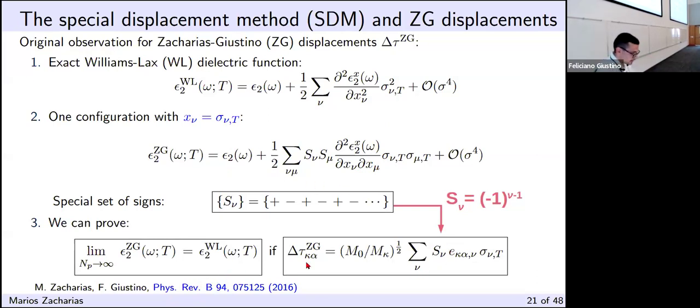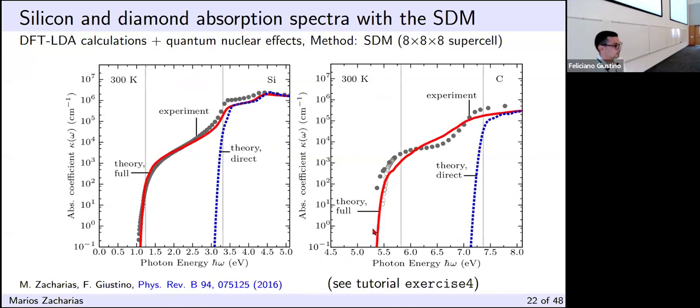And here, this is basically what determines the displacements that we discussed at the beginning. So we applied the concept of the one-shot method, or the special displacement method, to evaluate the phonon-assisted spectra of silicon and diamond. In both cases, we capture indirect transitions correctly, and we also capture the absorption onset correctly. Some deviations between theory and experiment are to be attributed to the fact that we use DFT, and quasi-particle effects or excitonic effects are not included in our calculations.